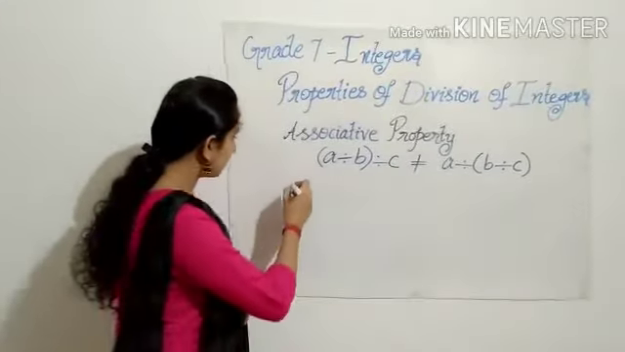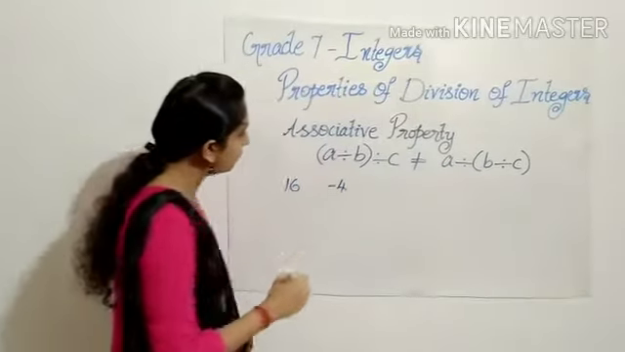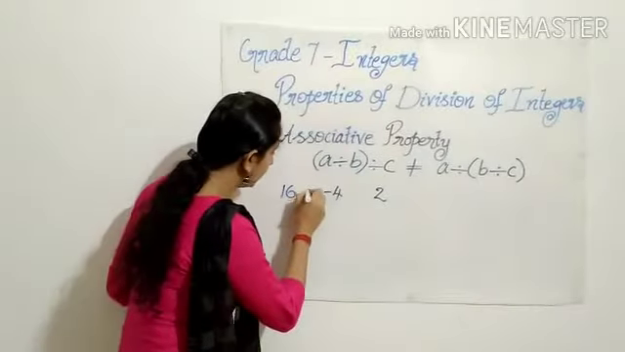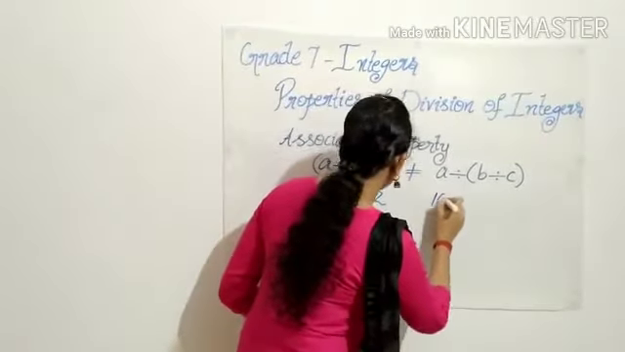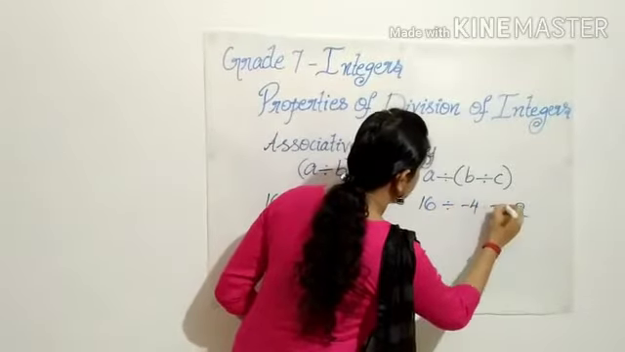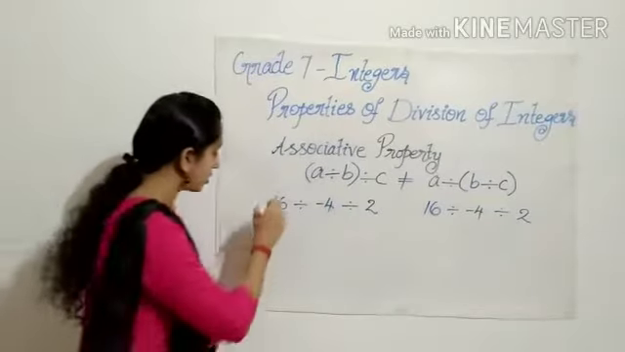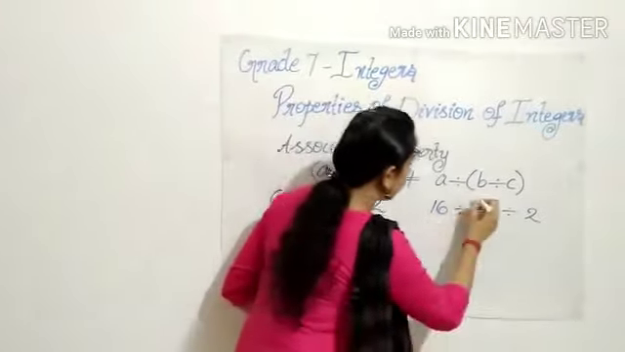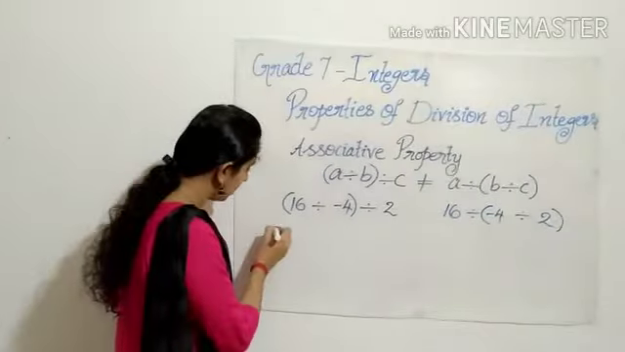Okay. And let the integers be 16, -4, positive 2. Okay, I am going to divide them. Let me write this. There also 16, negative 4 and positive 2. Division is the operation. And in the first case, you know that I will group the first two integers. 16 and negative 4 I have grouped here. There we will group negative 4 and positive 2. Let's check what answers we get.